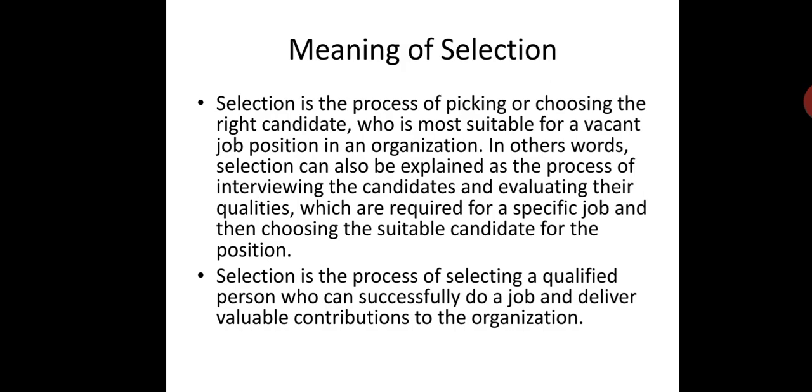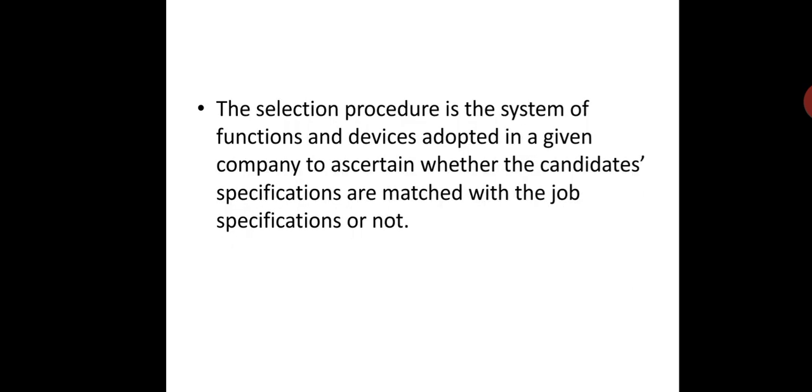So we are finding these people, those people who can do a good job, who know how to do their job, who have the qualities to do the job, and can contribute in the working of the organization, can contribute in the work process of the organization. Okay. The selection procedure is a system of functions and devices adopted in a given company to ascertain whether candidate specifications are matched with the job specifications or not. Okay, so this is a definition of selection.